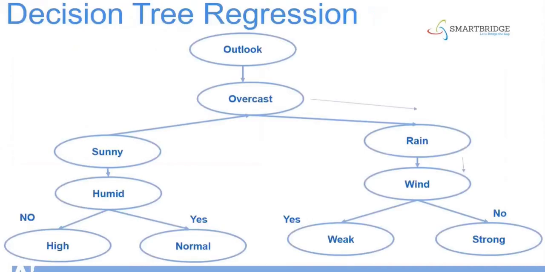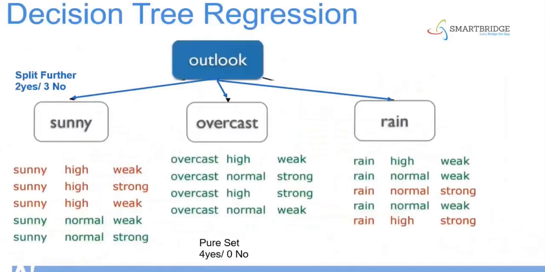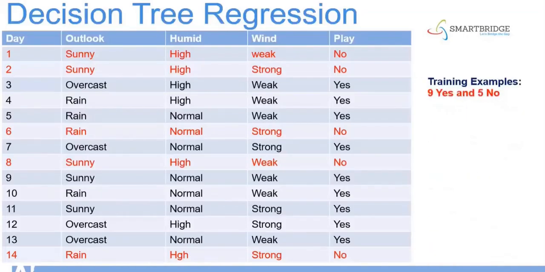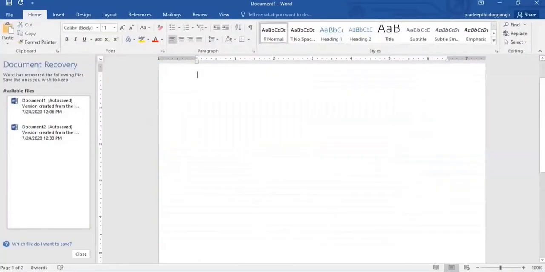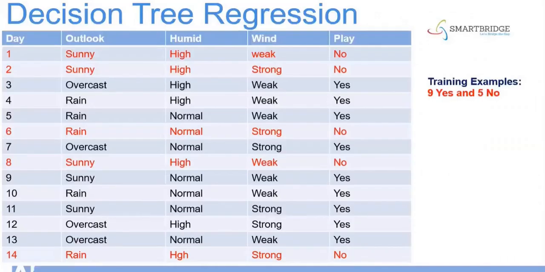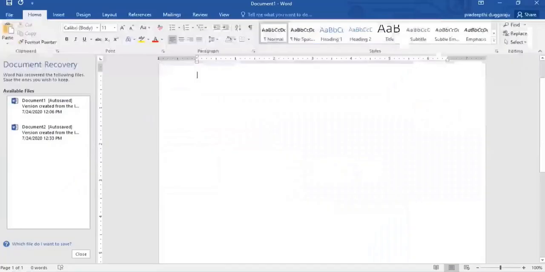For wind I got 0.048. Now you tell me for outlook. Again in outlook, how many kinds of observations do we have? What are they? Sunny, rainy, overcast.